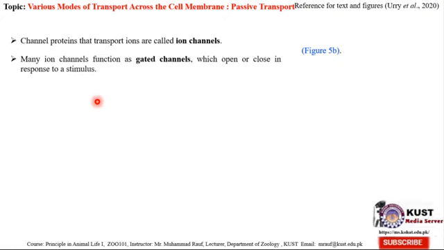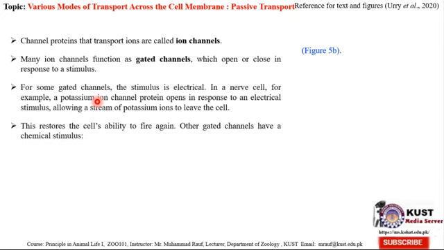So there are ion gated channels where the ions provide the stimulus for opening and closing, and then we have the voltage gated channels where the change in voltage provides a stimulus for the opening and closure. In nerve cells, for example, potassium ion channel proteins open in response to an electrical stimulus, allowing a stream of potassium ions to leave the cell. This restores the cell's ability to fire again.